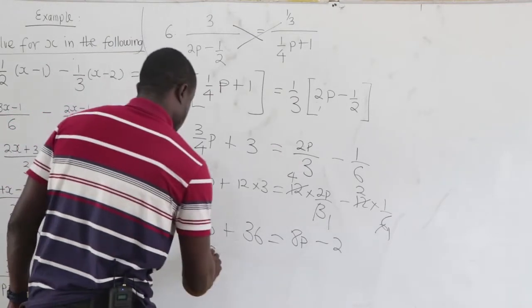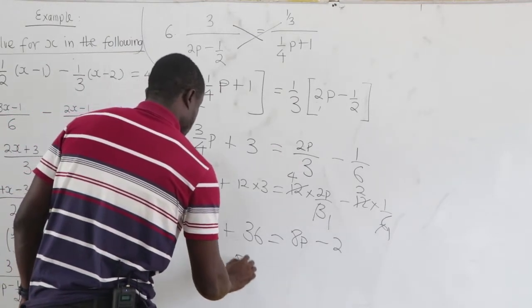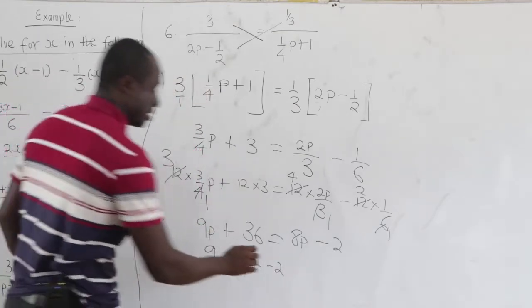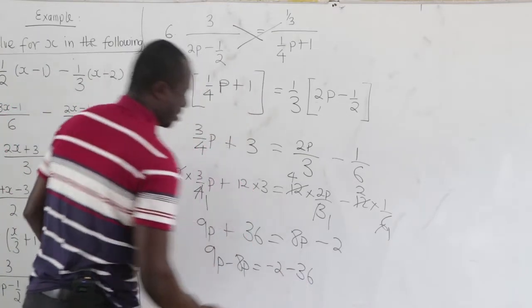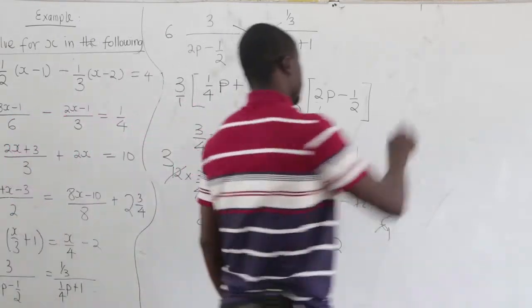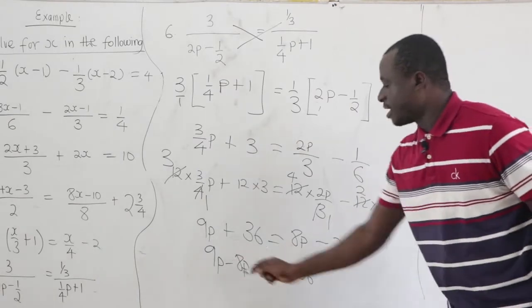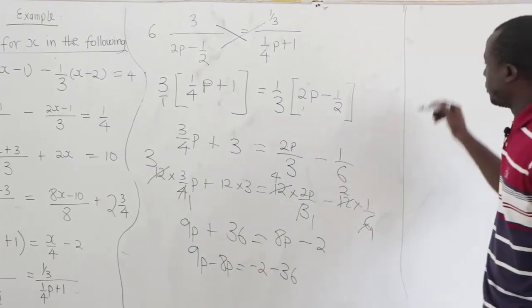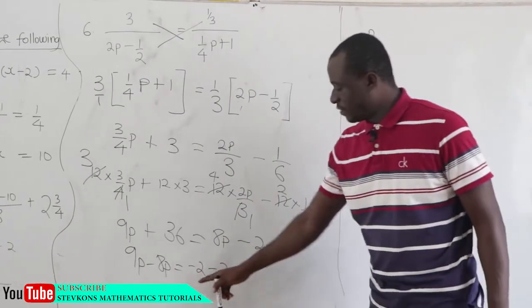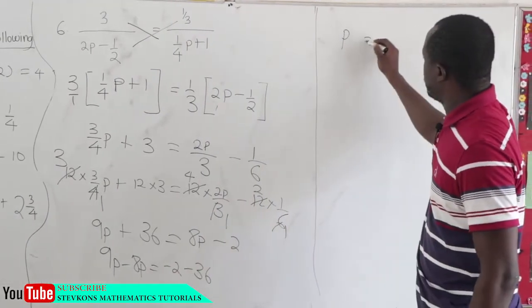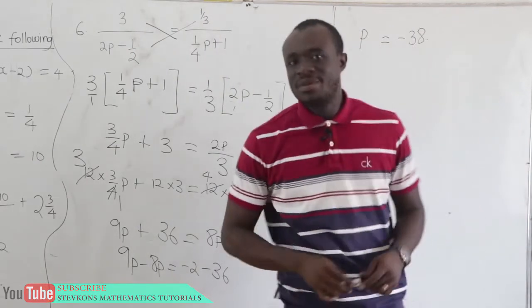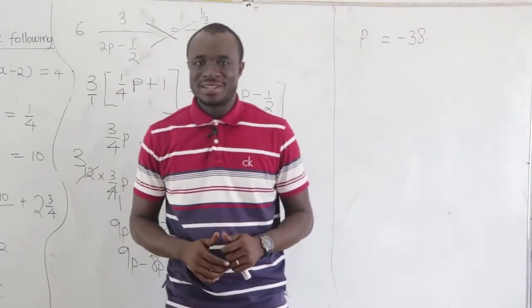We group like terms. So you have 9p minus 8p equal to negative 2. Now 36 is going to the other side. That is negative 36. This positive crossing gives us negative. Now, what is 9p minus 8p? This is just giving us p. Now, negative 2 minus 36 is just giving us negative 38. I believe that you have enjoyed it.